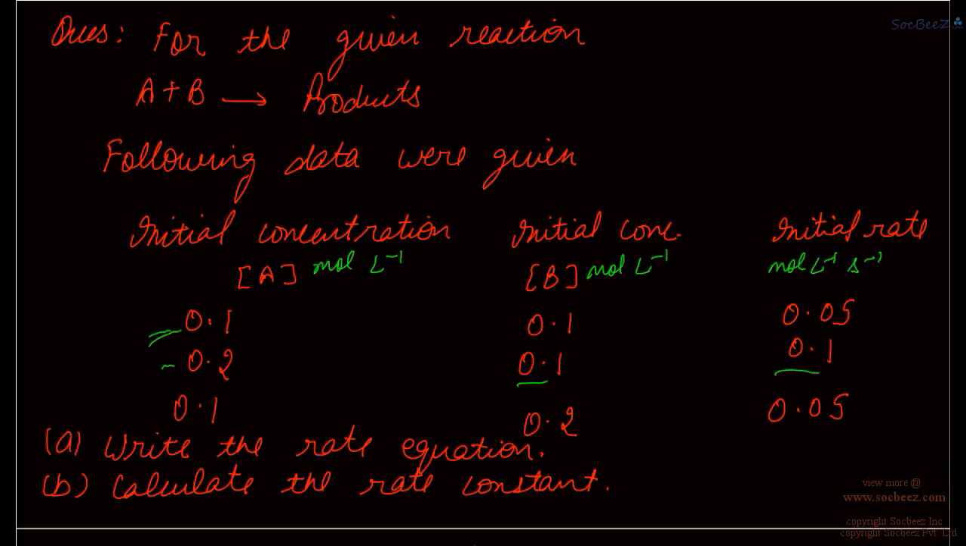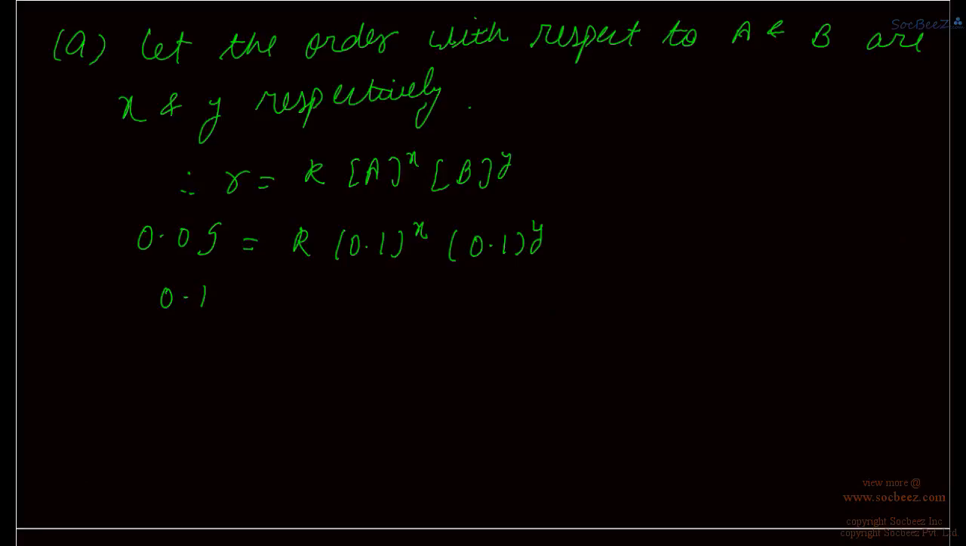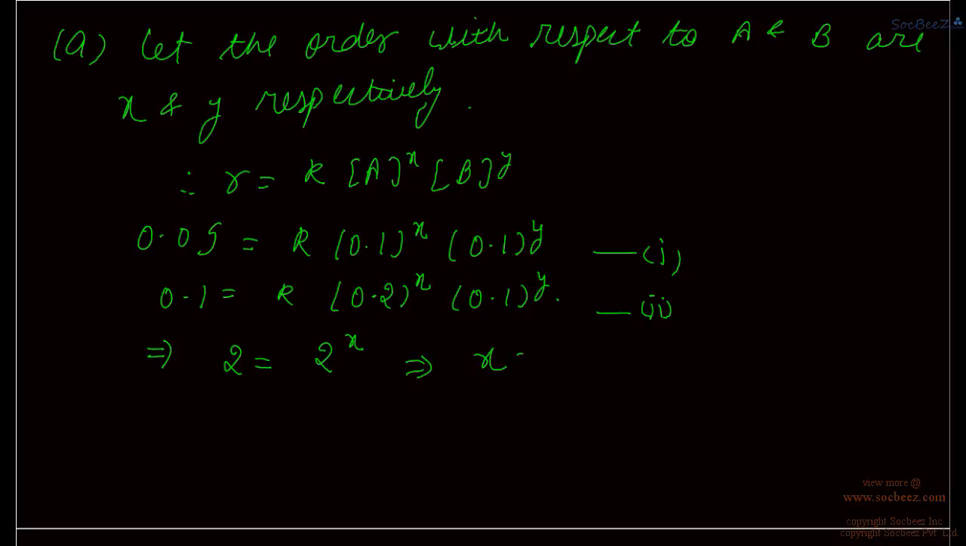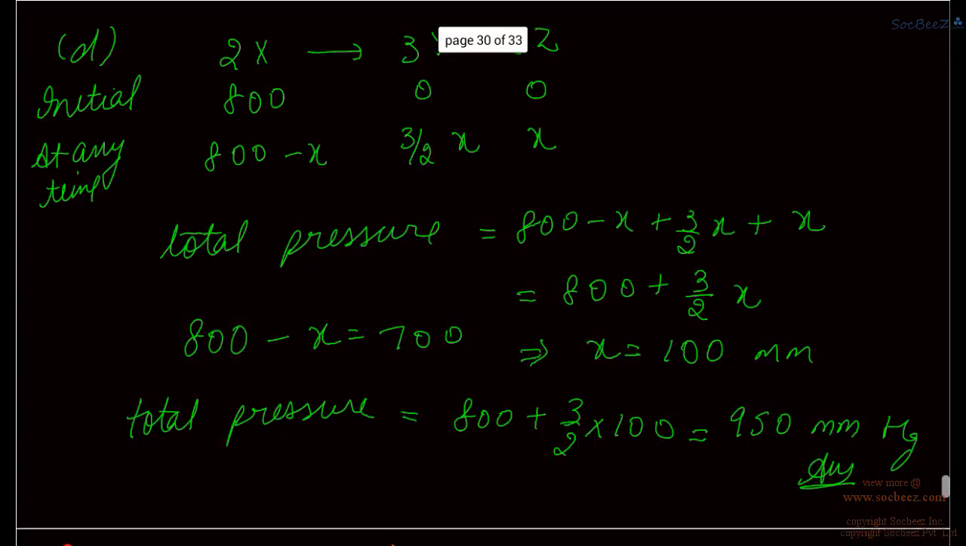Okay, now observe this middle value, 0.2, 0.1 and 0.1. So substituting this, 0.1 equals k into 0.2 to the power x into 0.1 to the power y. Now if we divide these expressions, let this be second and let this be first. So dividing second by first, we get 2 equals 2 to the power x. So from here, we get the value of x as 1.